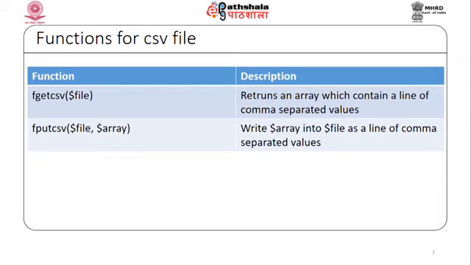Now, there are built-in functions available in PHP to read and write data from a CSV file. The first function is fgetcsv, and you have to provide a parameter, the file handle. It is used to read the data and it returns an array which contains a line of comma separated values. And fputcsv takes two parameters, one is the file handle and the second is an array. It writes the array into the file as a line of comma separated values.